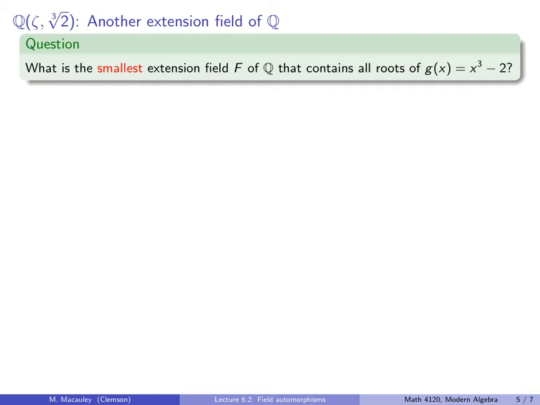Let's do another example, and as I've done previously, I will introduce this with a question. What is the smallest extension field F of Q, that is the rationals, that contains all roots of this polynomial, g of x equals x cubed minus 3? So this is the first example that we've seen where we're looking at roots of a polynomial of degree more than 2.